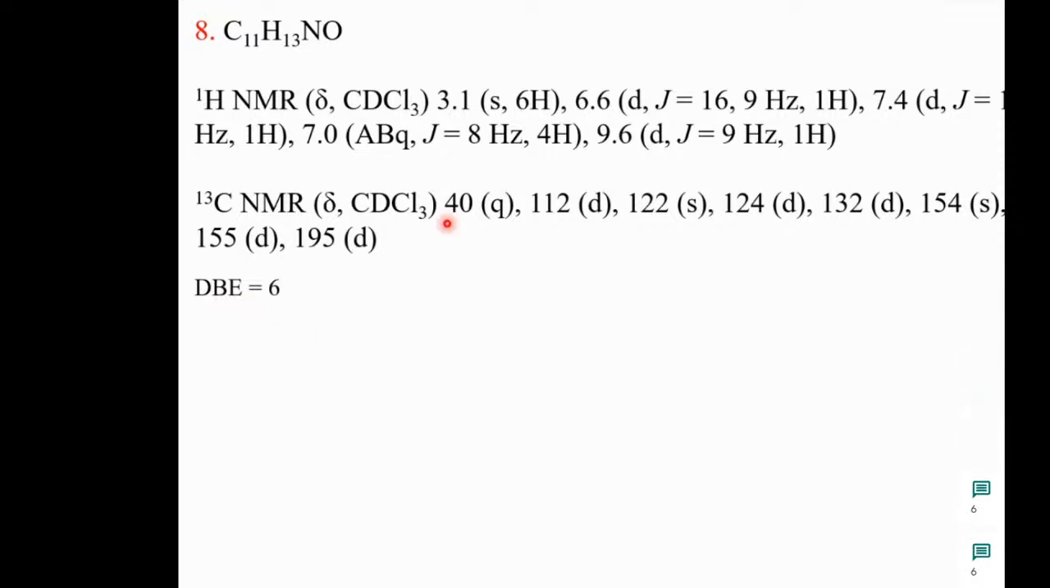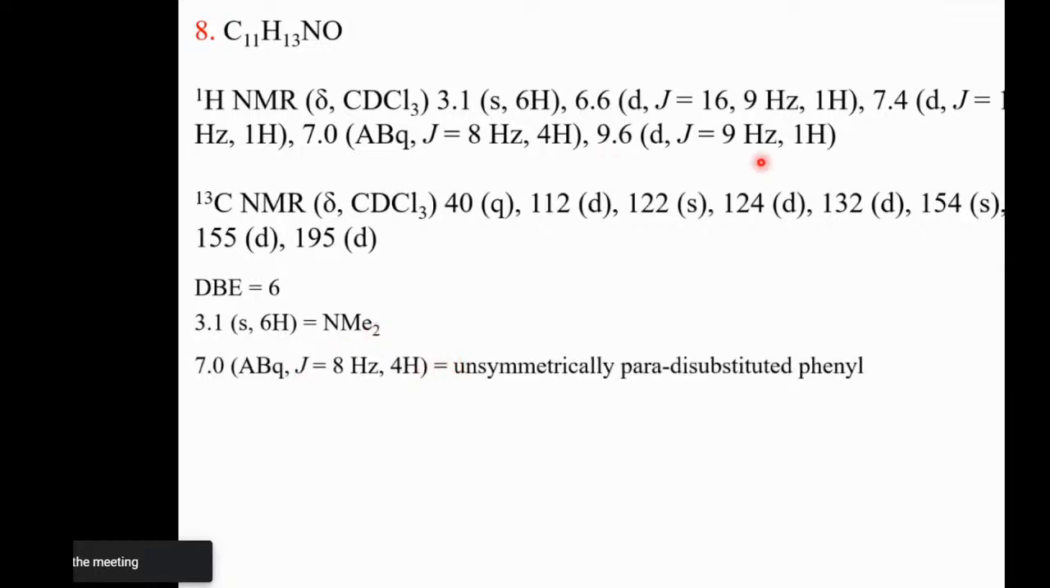The other information, proton NMR: you have 6 protons at 3.1. And we have seen acetyl methyl comes around 2. The methoxy methyl comes around 3.5 to 4. So this could be NMe2. Nitrogen is less electronegative than oxygen. Then at 7, you have an AB quartet type of signal with a J value of around 8. And we have seen for ortho coupling, the J value is 8 hertz. And there are 4 protons. That means it is para disubstituted, and unsymmetrically para disubstituted, right? Unsymmetrically a para disubstituted phenyl ring.